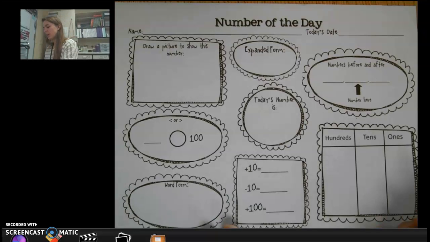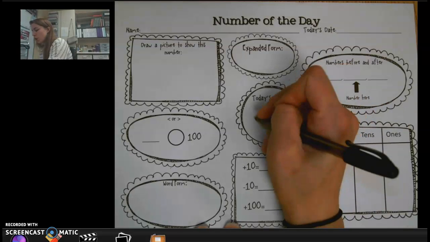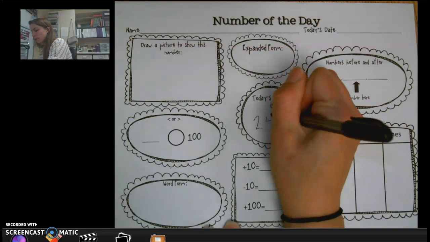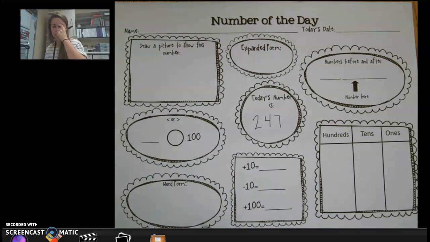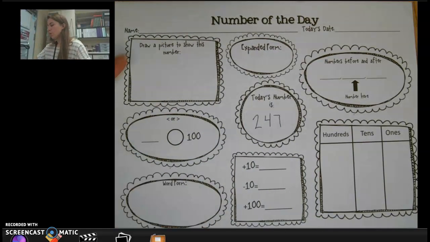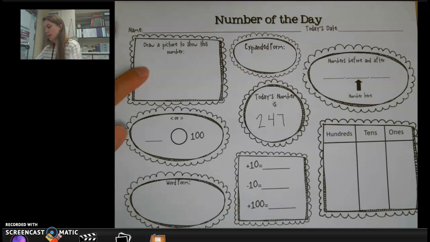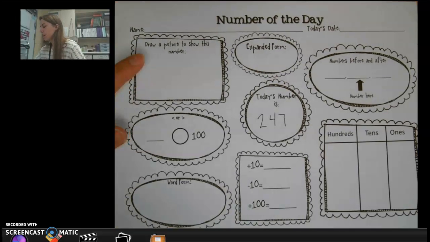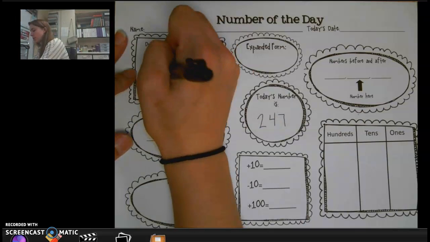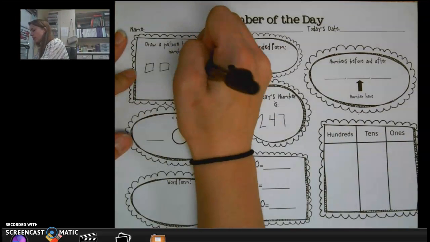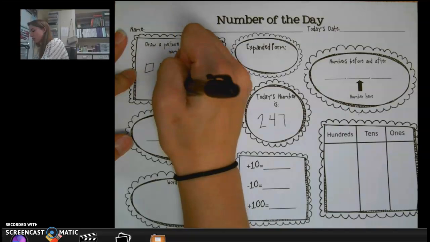So I'm going to pretend that today's number is 247. Okay, so that's the number I'm going to write in my middle box. Over here, I always like to start on this side and kind of work my way over. This box says draw a picture to show this number. So I'm going to draw a picture to show 247. That means I need 2 hundreds, 4 tens, and 7 ones.